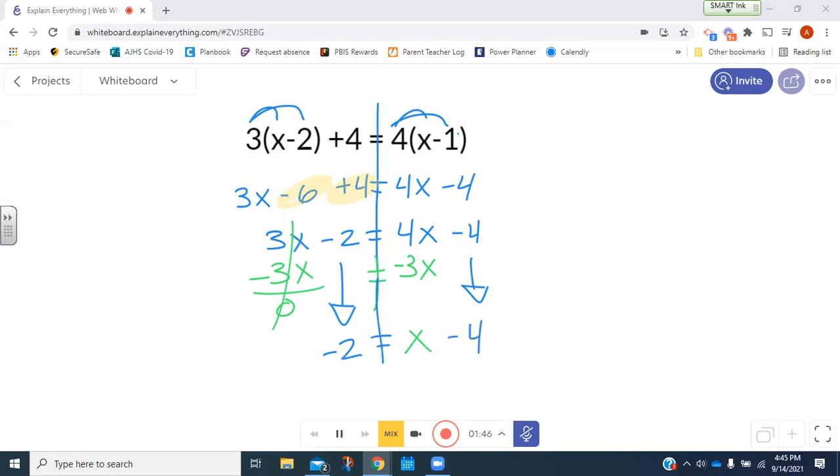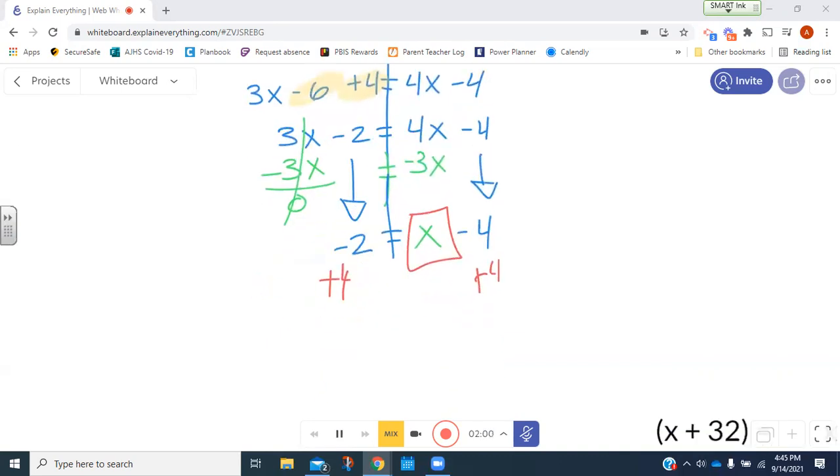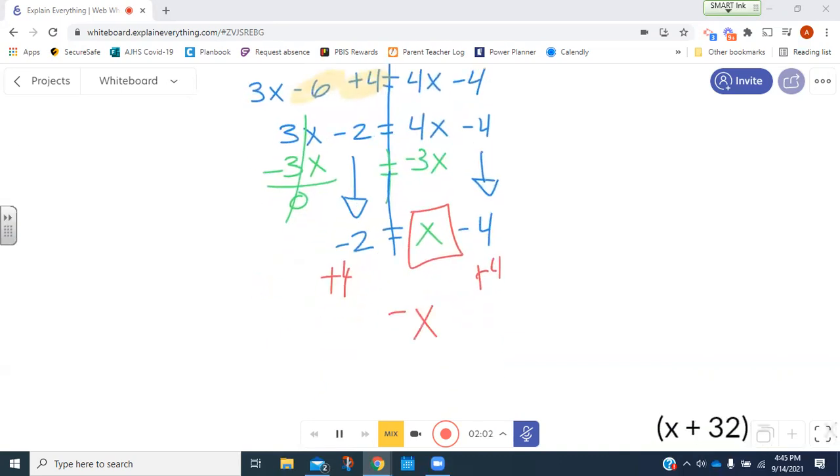Next step would be to try to get the x by itself. Notice that if here is our x, then that -4 is on the same side of the equal sign, but outside of that box. So I'm going to add 4 to both sides, and we're going to get that x equals, well, -2 plus 4 is 2.